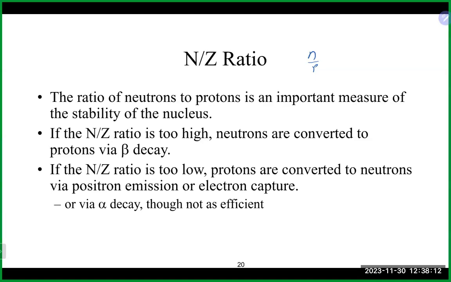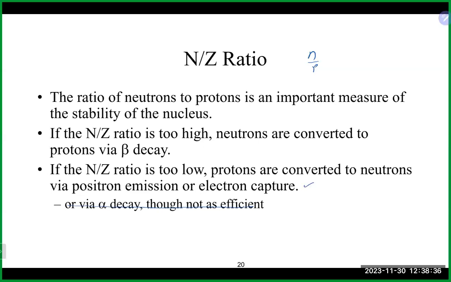Now, you could also look at the neutron to proton ratio and find that it is too low. What's going to happen in that case is protons are converted to neutrons via positron emission, or you can also do an electron capture. You could also go through alpha decay, but it's not as efficient, so we probably won't use alpha decay for this situation. We'll stick to these two.